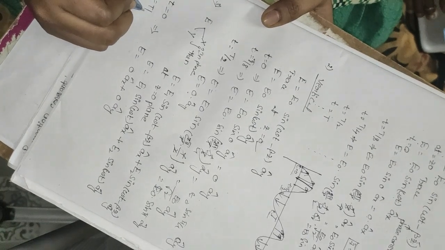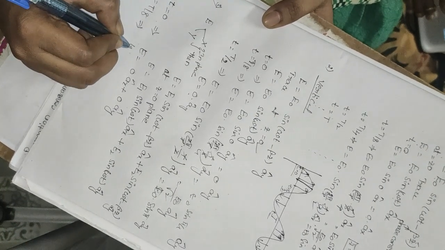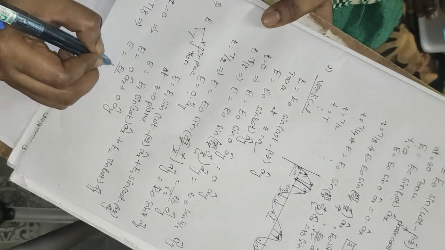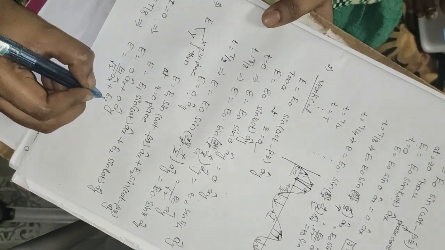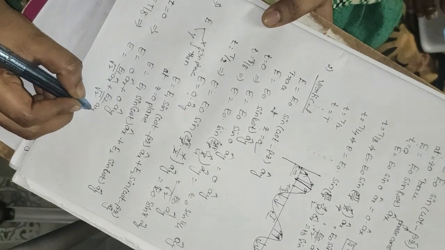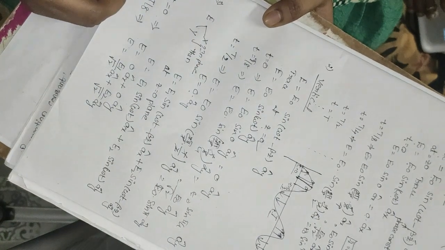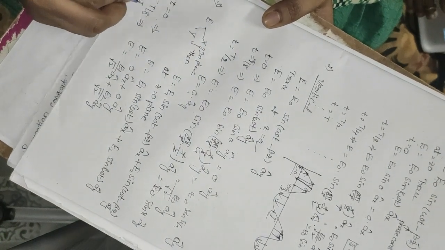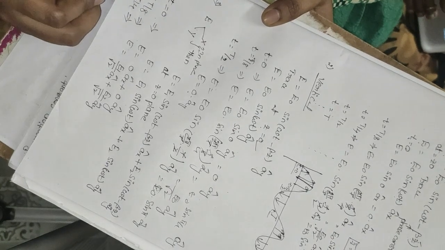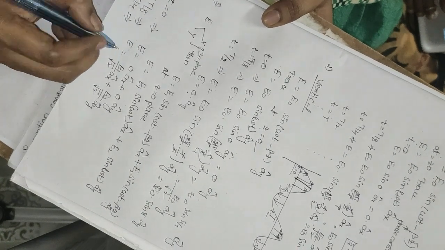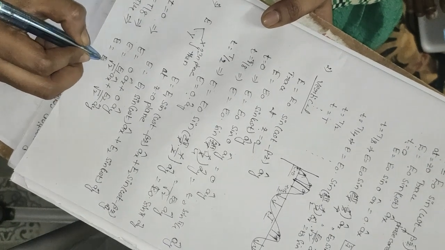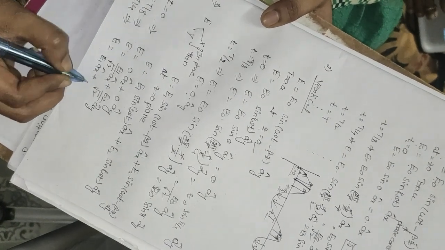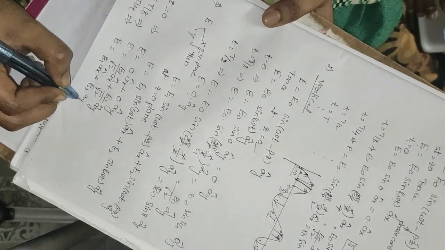At t is equals to T by 8, we will have E is equals to E1 by root 2 ax cap plus E2 by root 2 ay cap. Just refer to the previous derivation. At t is equals to T by 4, we will have E is equals to E1 ax cap plus E2 ay cap.